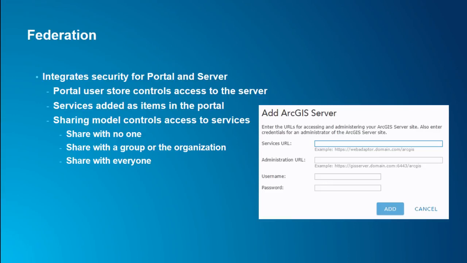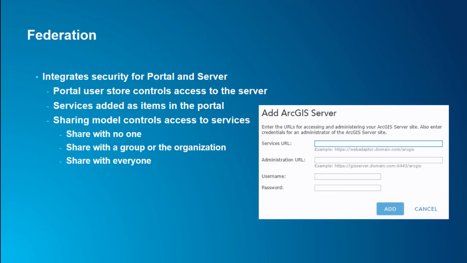And any new services that are published will be added as items to the portal and be owned by the user who actually published those services. And the sharing model will control access to the services. If you share a service with nobody, that means only the owner of the item is going to be able to reach the service. If you share a service with a group or the organization, only people part of the group or only people who have a named user within the organization are going to be able to access the service. And if you share a service with everybody, that means that anybody with access to the portal and the server are going to be able to access the service.